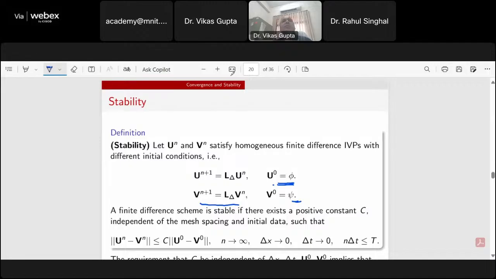Am I right? That is, if there is a small change in the initial condition, there should be a small change in the finite difference solution. If there is a large change in the initial condition, that change should be reflected in the finite difference solution. So there should be continuous dependence in the solution for the finite difference scheme on the initial conditions.